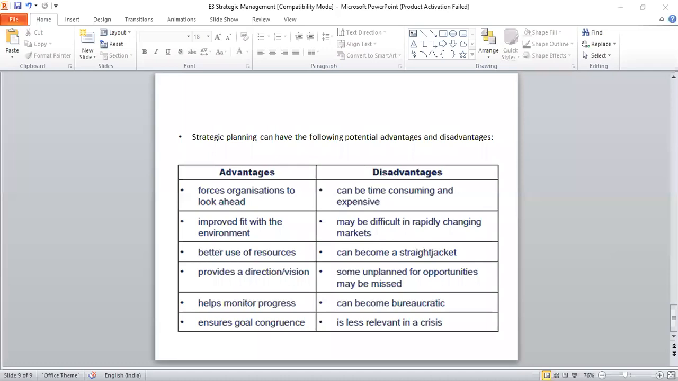Then some unplanned-for opportunities may be missed. If they have not anticipated and they are going according to the plan, restricted to following it, they may not be able to see certain opportunities which may arise, and because they are not prepared for that, they may miss out on those.